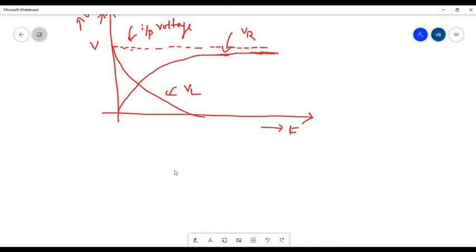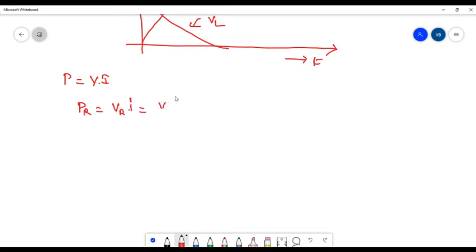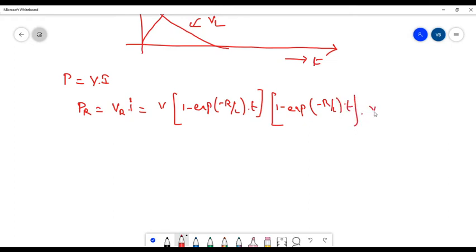If you want to calculate the power, or if you want to know about the response of power in that RL circuit: power means P equals V into I. Whatever power is dissipated in the resistor is VR into I. VR we already got: V into 1 minus exponential of minus R by L into T. And what is the I value? I value is 1 minus exponential of minus R by L into T, that is V by R.